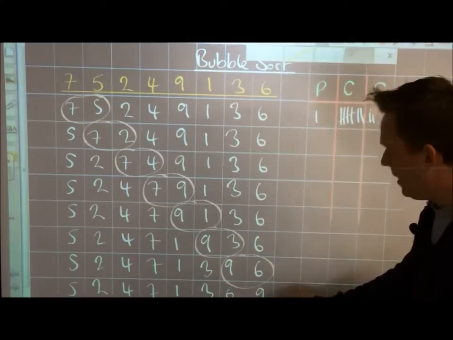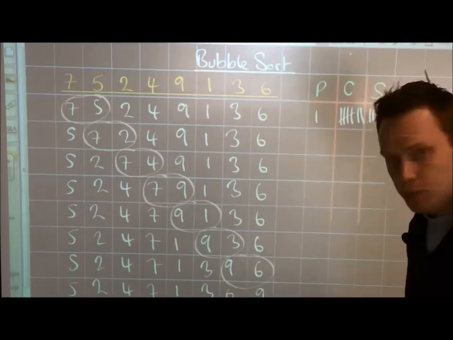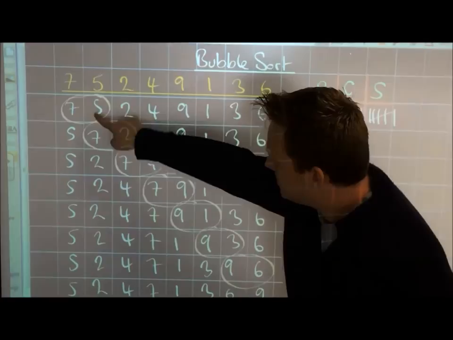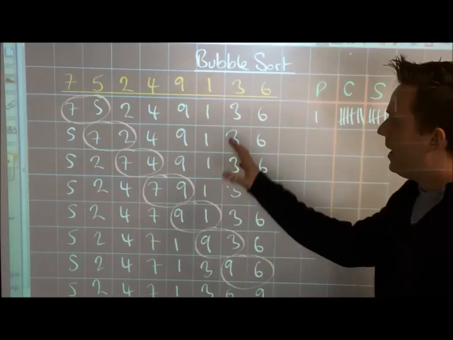Okay, so that's one characteristic of the bubble sort. At the end of each pass, the biggest number goes to the end. Another characteristic is the number of comparisons. You'll see I compared 7, 5, 7 and 2, and I look at the number of comparisons: 1, 2, 3, 4, 5, 6, 7 comparisons on this first pass, and there are 8 numbers. 7 comparisons, 8 numbers. Okay.